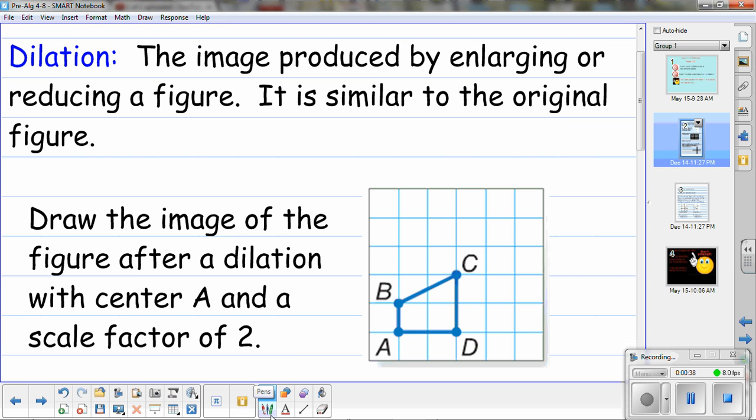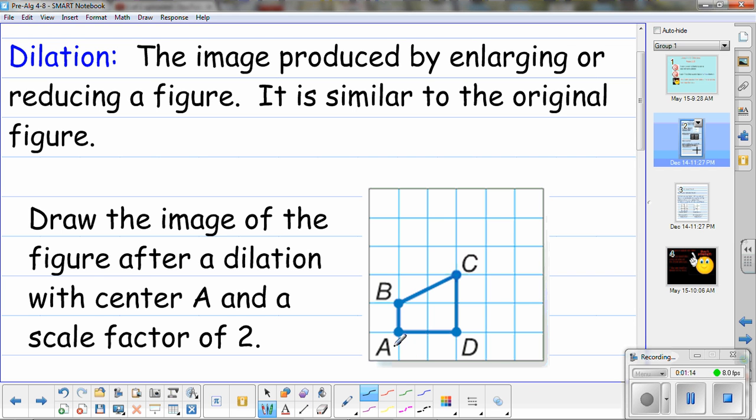It says draw the image of the figure after a dilation with center A and a scale factor of 2. A center of A, basically, it means that's the point at which it's going to enlarge or reduce from. Sort of like if I stuck a straw right here at point A and started blowing it up. If it's a scale factor of 2, that means it's going to make all the lengths of the sides twice as long.